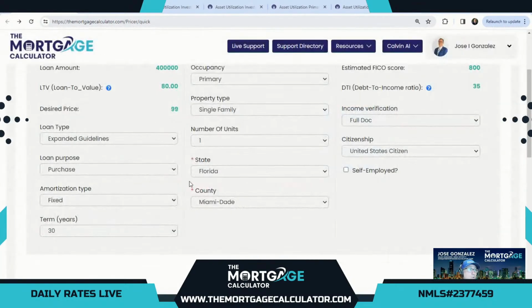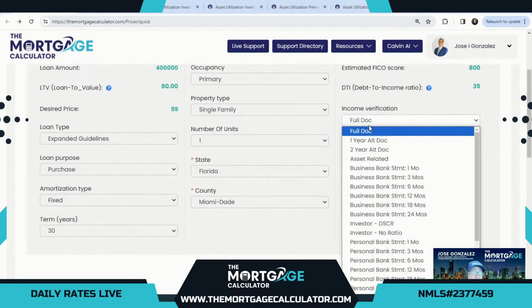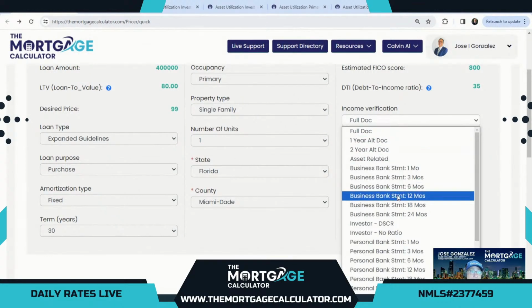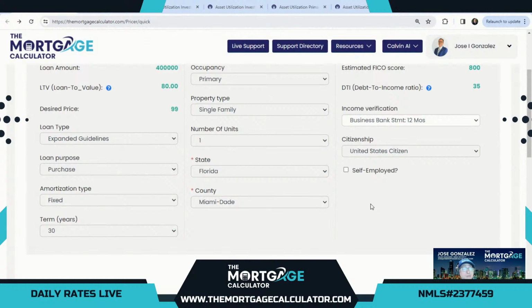But now let's go where we really love to shine. Let's go with business bank statements. Now, you saw 7.25 was full doc, non-QM, full doc meaning traditional full doc, tax returns, pay stubs, W-2. So now we're going to go for our self-employed borrower and click here, self-employed, 12 months business bank statements. And we're still doing primary residence, 80% LTV.